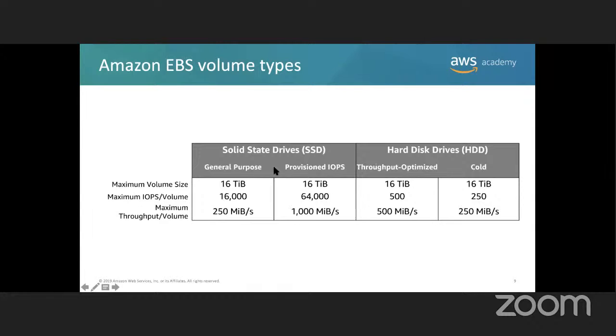So that's the types. Don't forget general purpose, provisioning IOPS, throughput optimized, cold. And we're gonna see when they are used, the use cases. But these are the four guys: general purpose, provisioning IOPS, throughput optimized, and cold, okay?